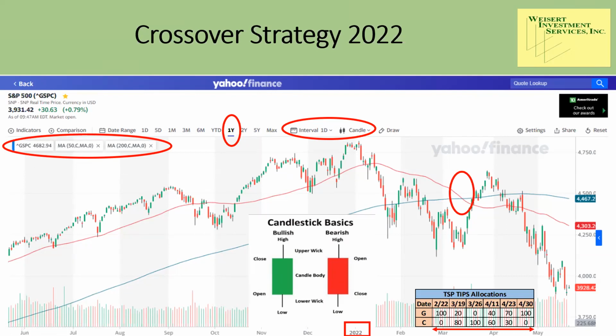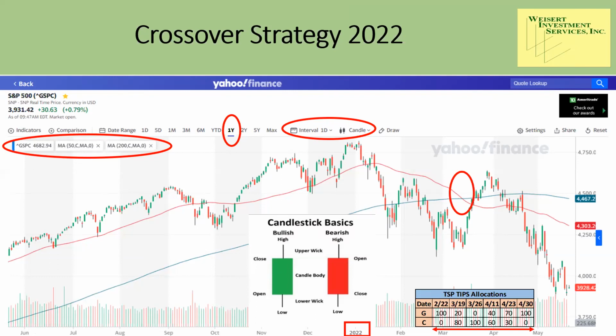And now you can see here, this is using the 50 and the 200-day moving average. And we use this a lot to pick where you are in the overall cycle. And you'll notice that on March 15th, this is when the market had that death cross. It gave us a little bit of a head fake there in the month afterward, and then it started its downward trend.